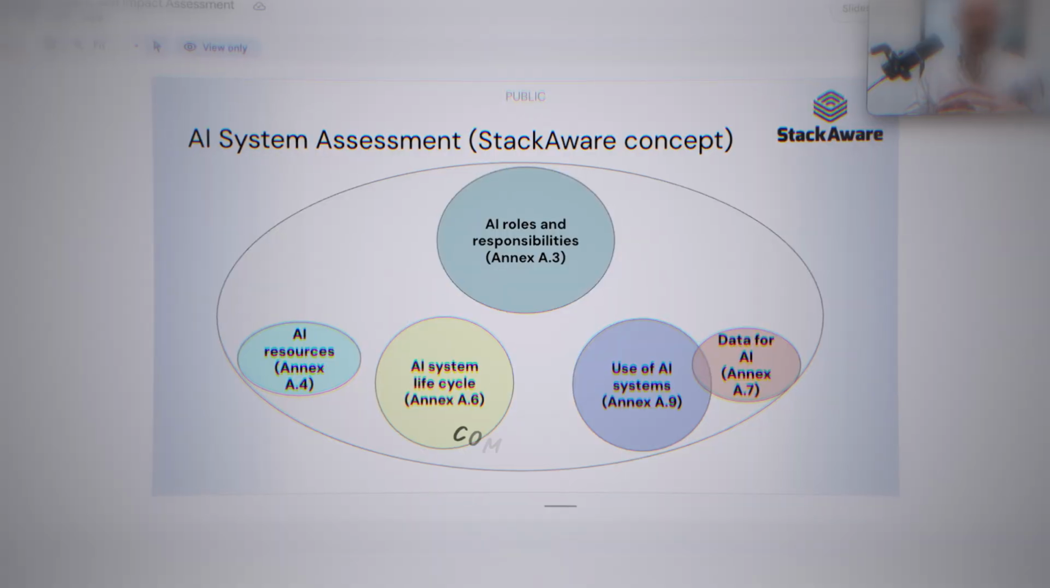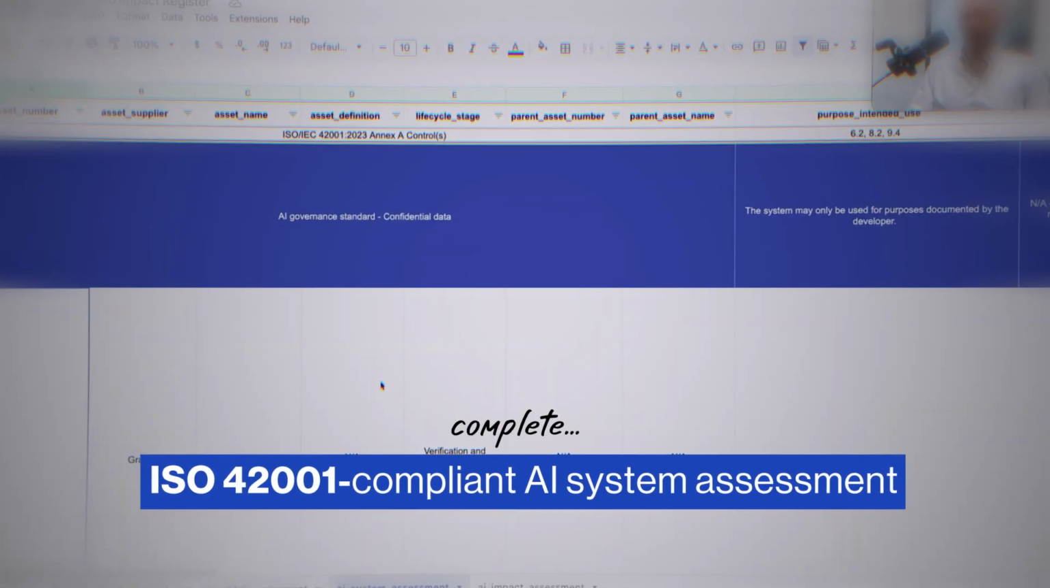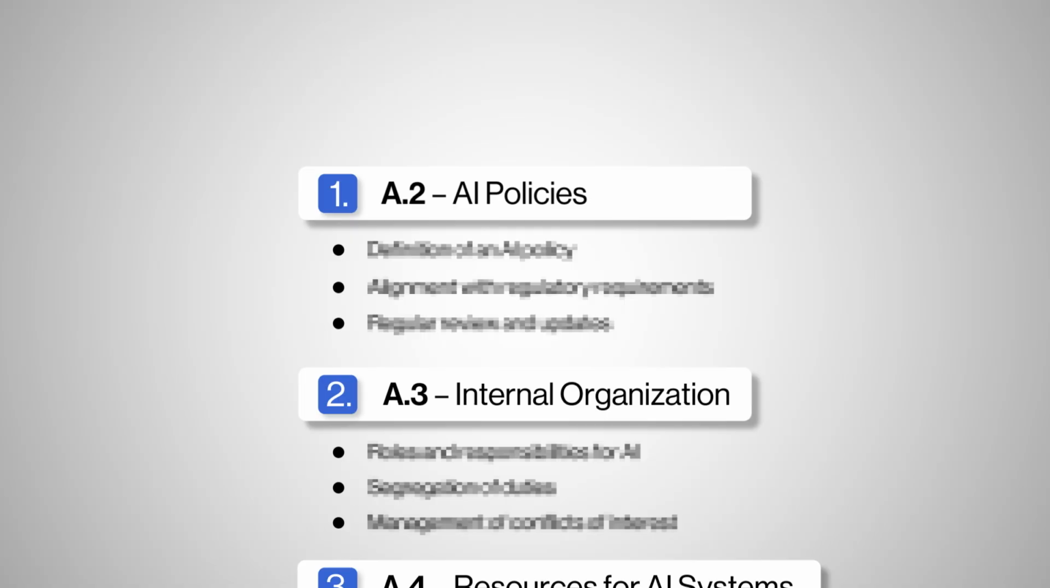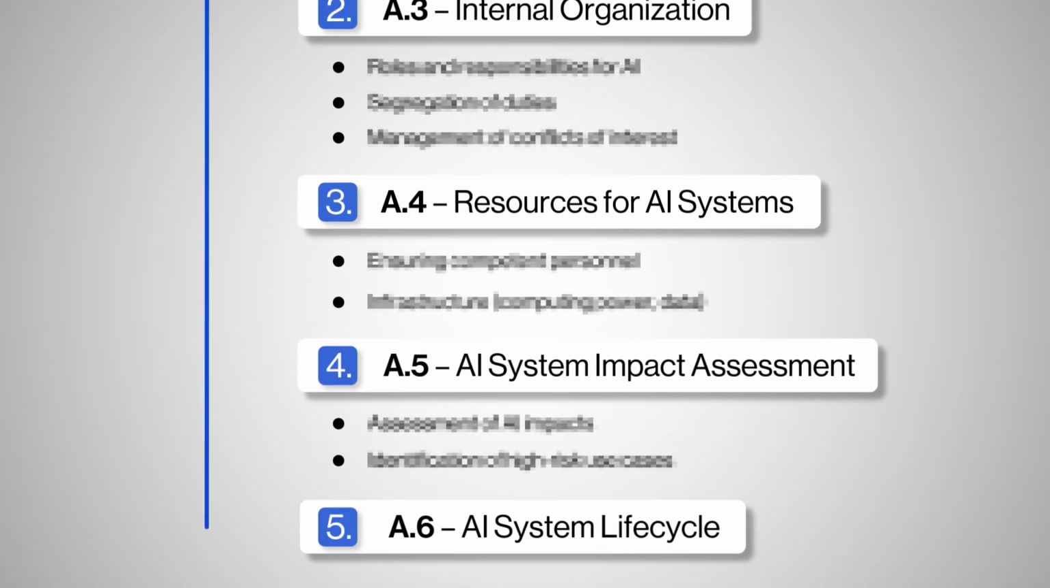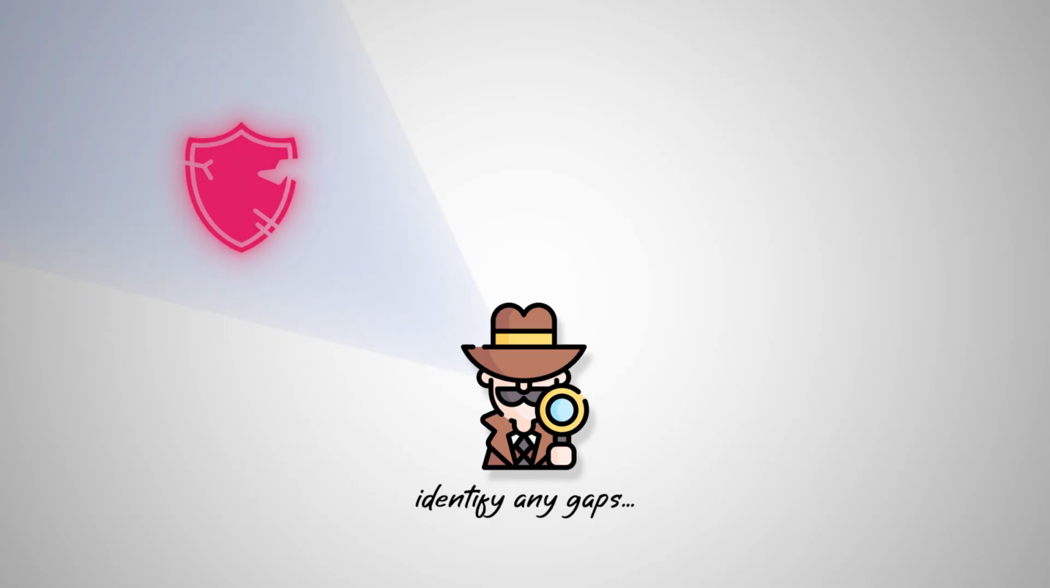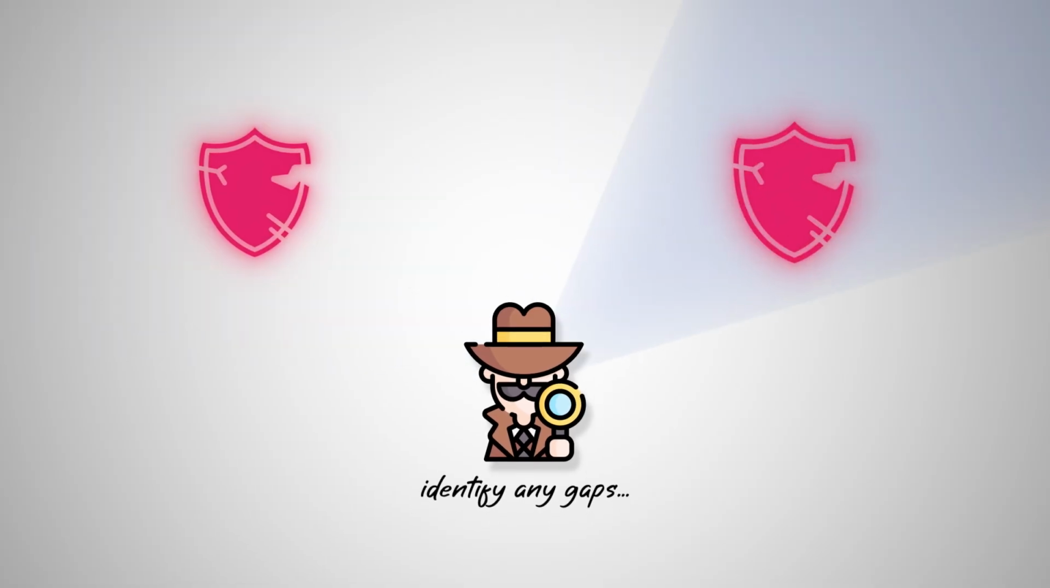I'm about to go through a complete ISO 42001 compliant AI system assessment for a commercially available product. I'm going to go step by step through all the Annex A control requirements, evaluate them against the ISO 42001 standard, and identify any gaps that will drive your risk register creation.